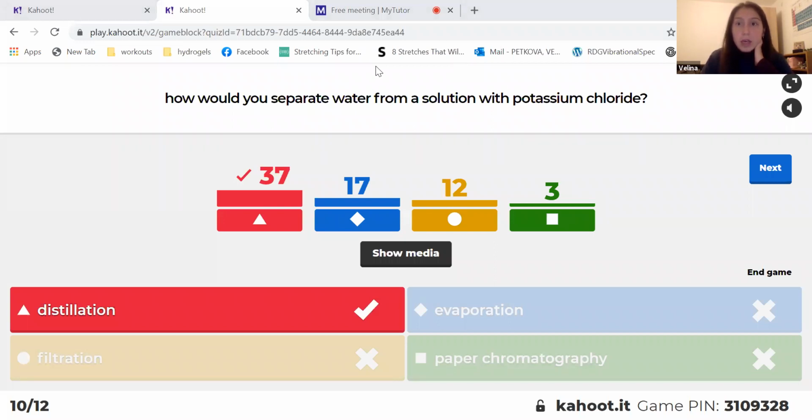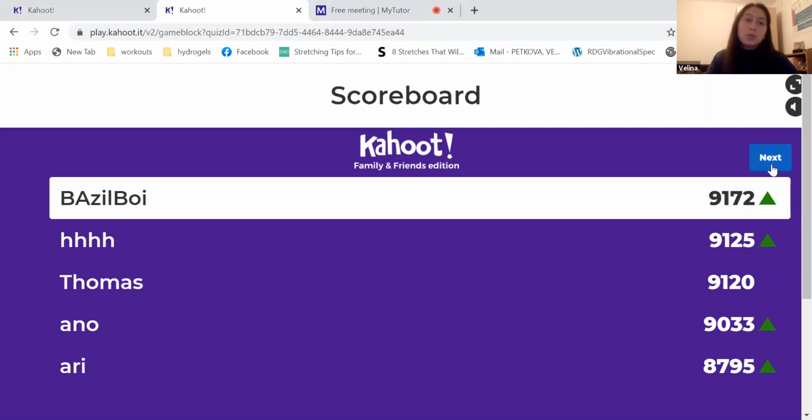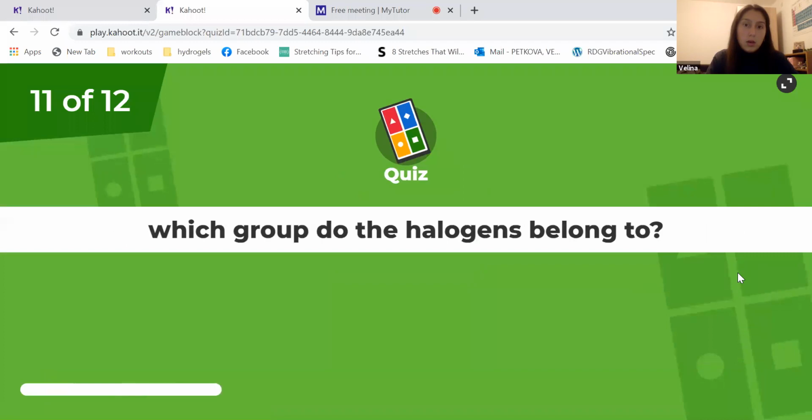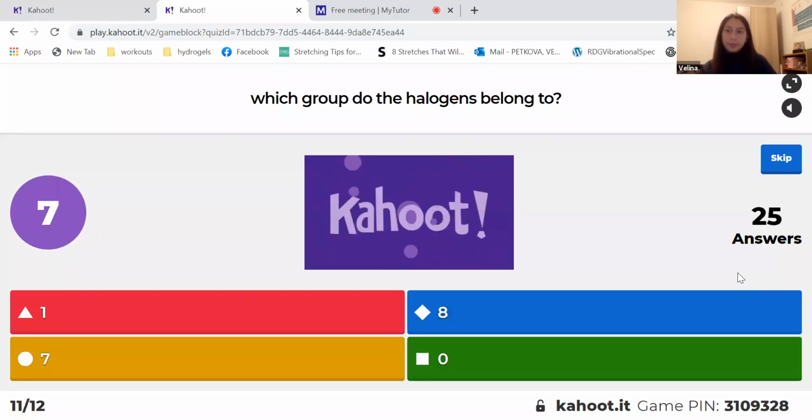Okay. And the last question. Dun, dun, dun. Ooh, we had another swap. Basil boy. Oh, sorry, second for last. Which group do the halogens belong to?